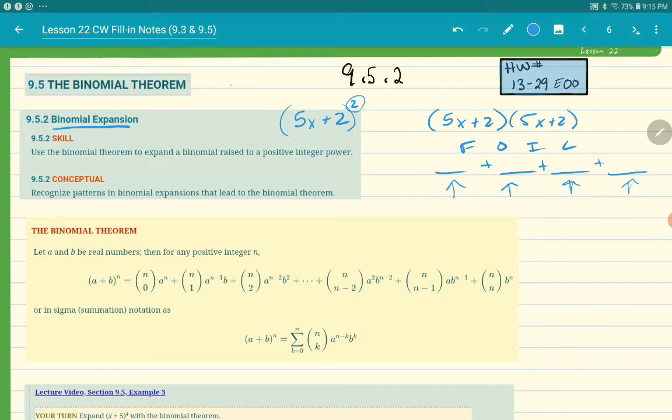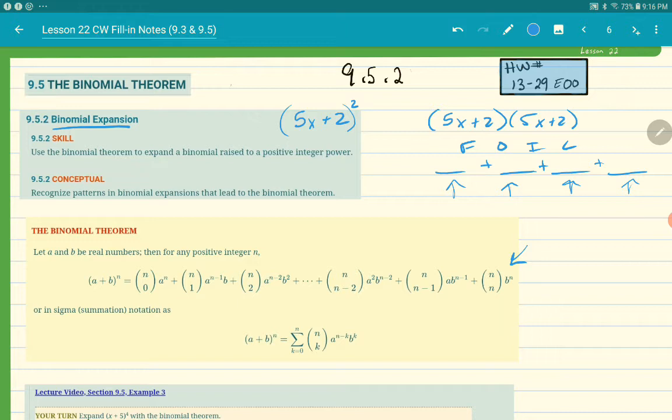So FOIL we can do easily. That's just a 2. But as soon as it gets to 4 or 5 or 6, it gets pretty messy to just multiply that out. So having this formula helps us do that. You'll see this formula, which looks a lot worse than it is, and we're going to go through how to do that. It's really not that bad, but it looks bad.